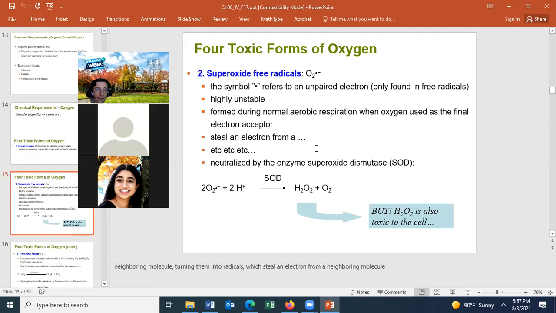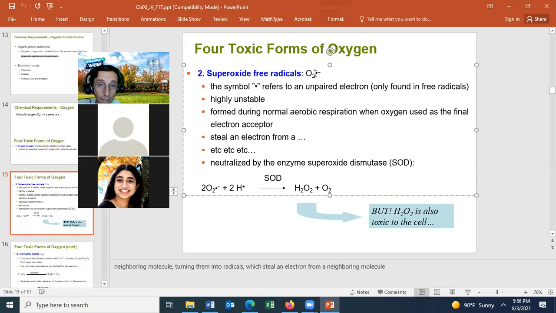Superoxide free radical is the second of the 4 toxic oxygen forms. What happens is we have oxygen and it gains an extra electron. An electron has a negative charge, so if you gain an extra electron, the oxygen molecule will have the negative charge. The trouble is this is an unpaired electron, and so whenever this molecule hits another molecule, it will steal an electron from that other molecule, because electrons don't like to be in singlets, they like to be paired.